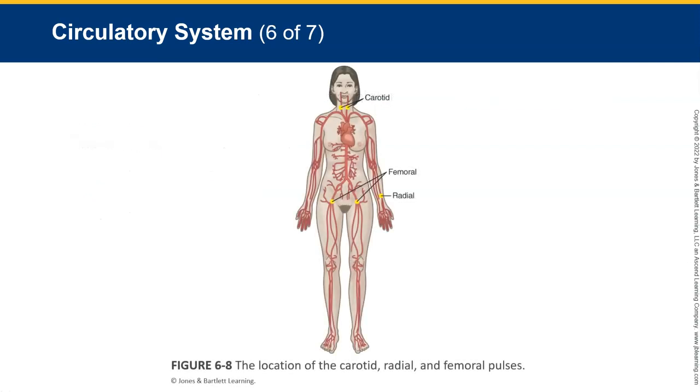Here we go. So the location of the carotid, the radial, and the femoral as we see them here. Carotid, we mentioned, was in the neck. We mentioned femoral was in the groin. Radial is in the wrist.